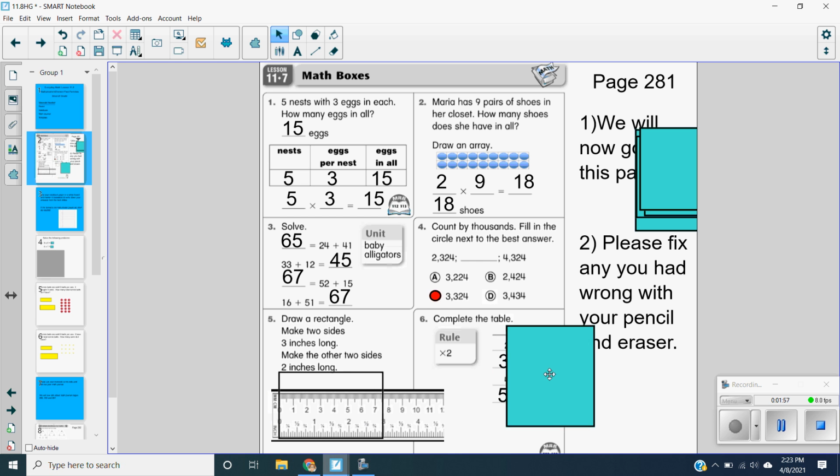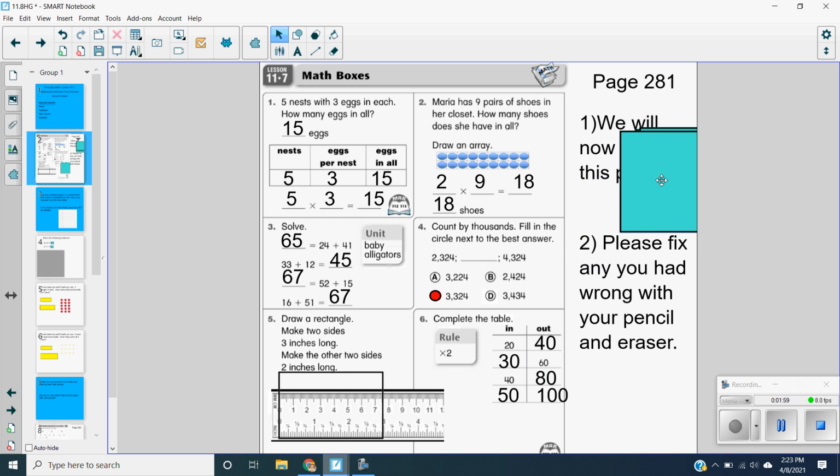For question 6, complete the table. So we have 20 times 2, which equals 40. Then I have 60, I needed to divide by 2. So 60 divided by 2 is 30. 40 times 2 is 80. And then you can make up one on your own. So I have 50 times 2, which equals 100.